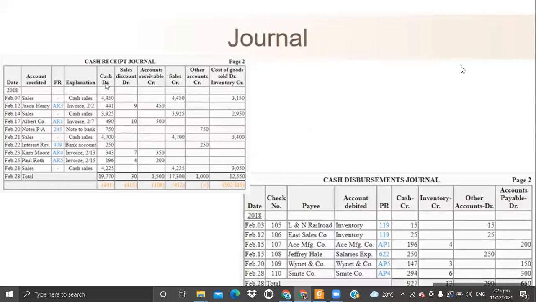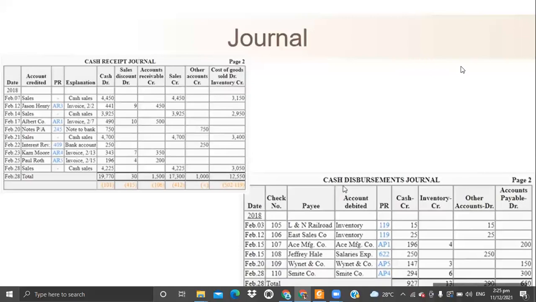Cash, debit. Sales, yung sales natin, at sales discount, debit din. Then accounts receivable, credit din. Sales, credit, other accounts, credit, and then cost of goods sold, credit din. So parang debit and credit din, meron naman na tayong guide dito.